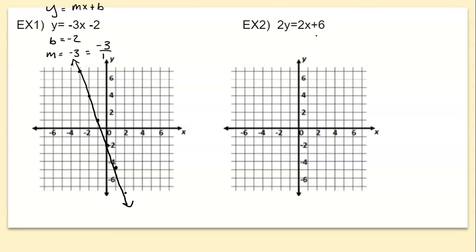Okay. For this example, this is not in slope-intercept form because the y is not by itself. So we need to divide by 2 on both sides to get that in slope-intercept form. So then our y-intercept would be 3 and our slope would be 1. We have an invisible 1 in front of the x. So we start at y equals 3. That's our y-intercept. Our slope is 1, so we rise 1, run 1.